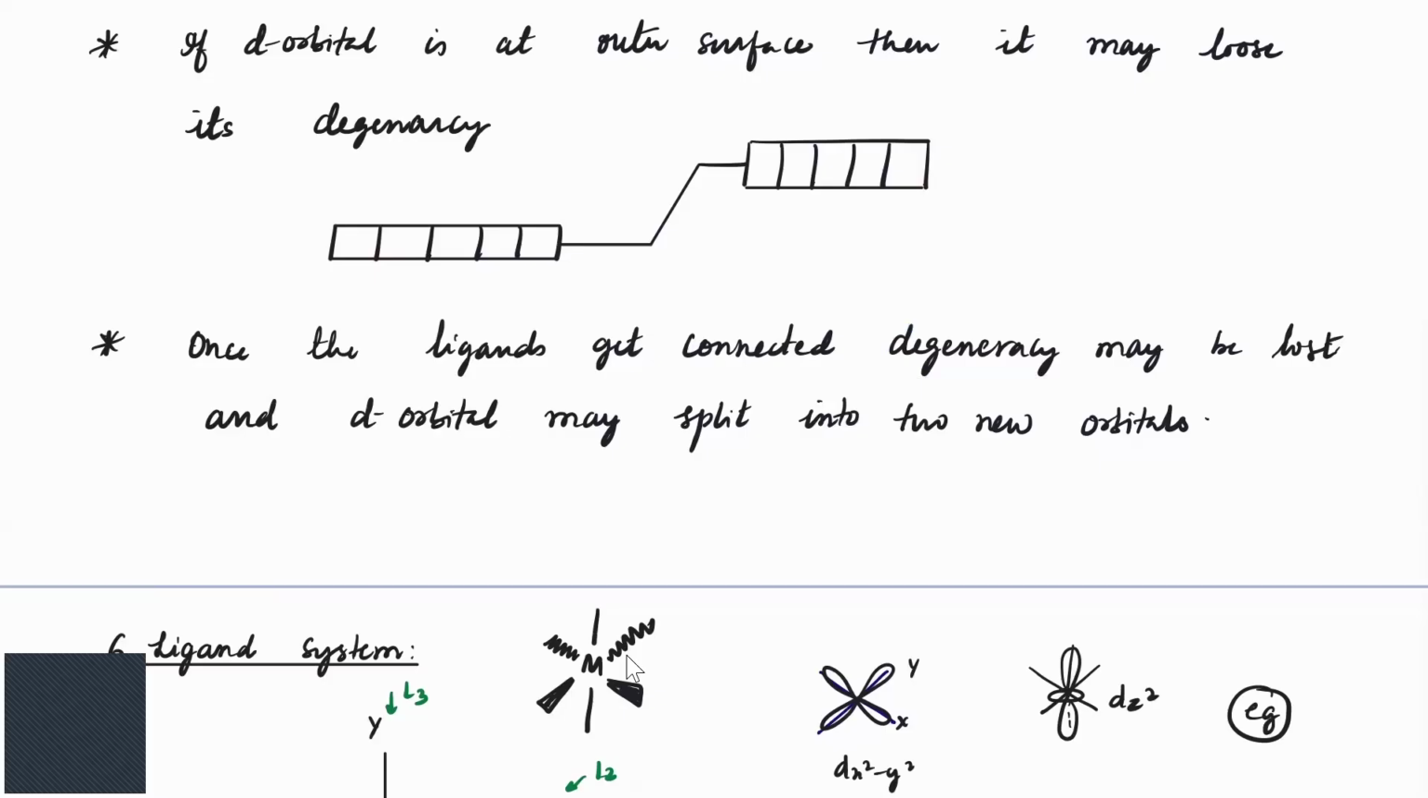In fact, in most cases, the degeneracy will be lost and it will split into a set of new orbitals. From here onwards, it will start splitting into a set of two new orbitals like this, or in a different way. This is one example. This is the way it will split, which means the total energy which is being raised in all five orbitals is redistributed into a set of three orbitals and a set of two orbitals. So this loss of degeneracy is observed whenever we have ligands approaching the central metal atom.